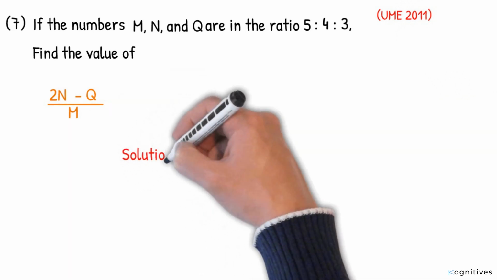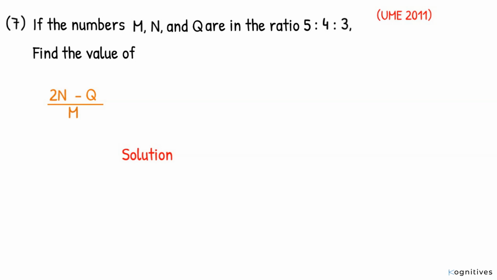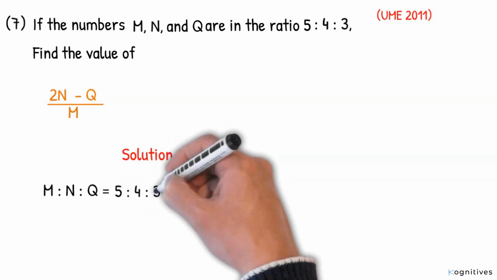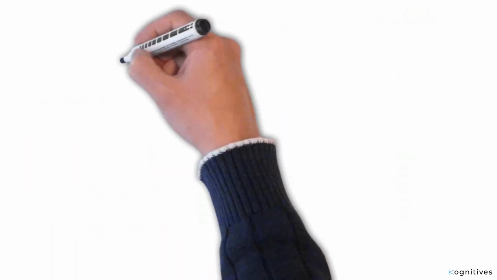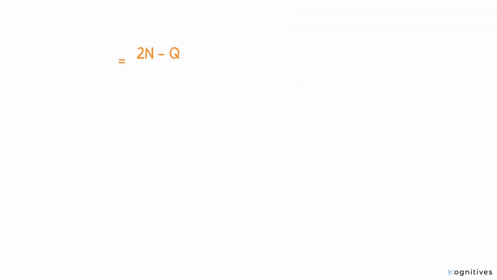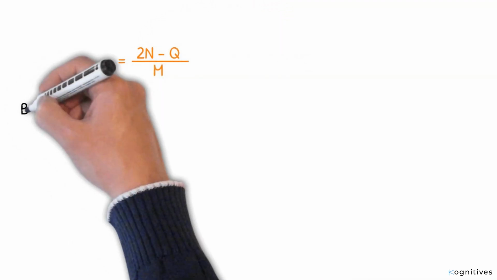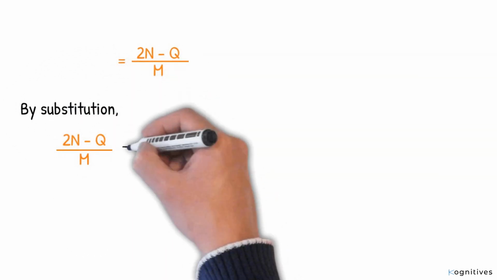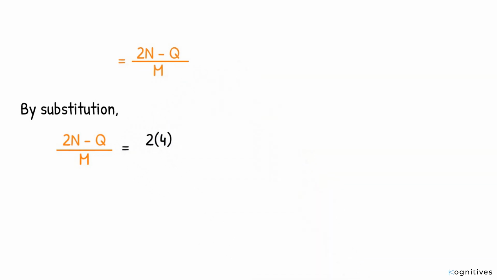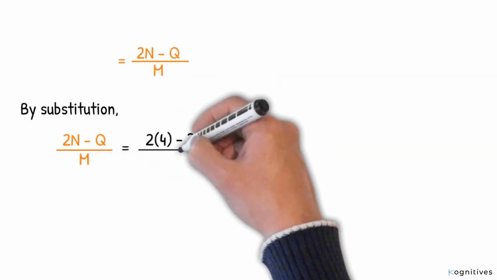The solution to this question is to make the comparison. That is, M ratio N ratio Q is equal to 5 ratio 4 ratio 3. This means that M is equal to 5, N is equal to 4, and Q is equal to 3. Now, the question given is 2N minus Q all over M. In this case, we are going to substitute. So, by substitution, 2N minus Q all over M will become 2 brackets 4 minus 3 all over 5.